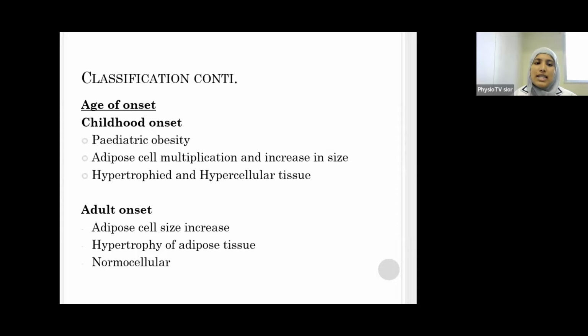So in adult onset, adipose cell size increases. There is hypertrophy of the adipose tissues, but they are normocellular. They're not hypercellular tissues. So the important point here is that childhood onset of obesity is more dangerous than adult onset.